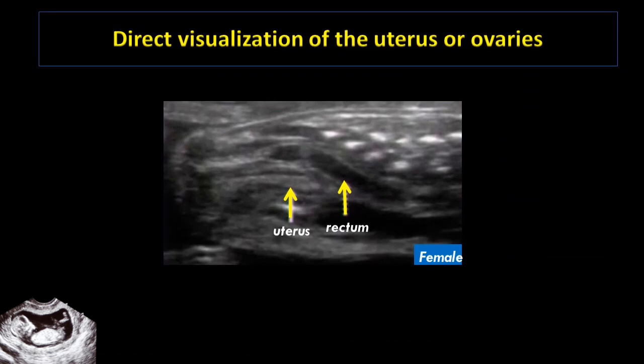On this image, this is a sagittal view of a fetus. The uterus is seen seated anterior to the rectum and posterior to the urinary bladder in a female fetus.